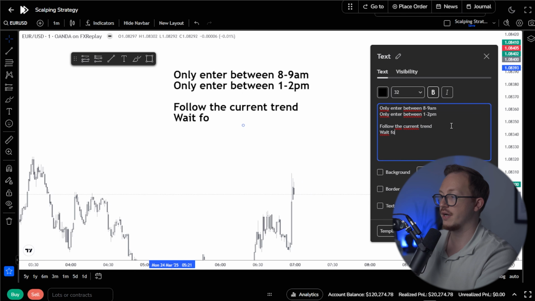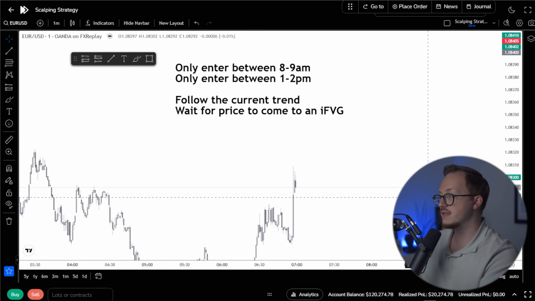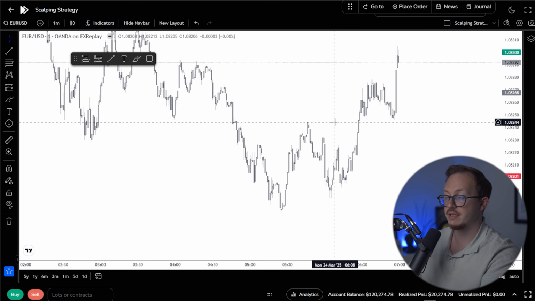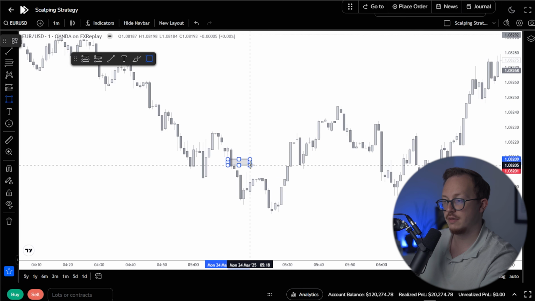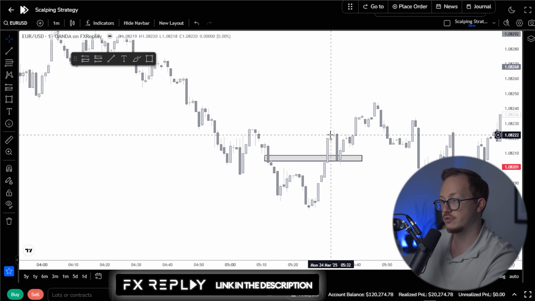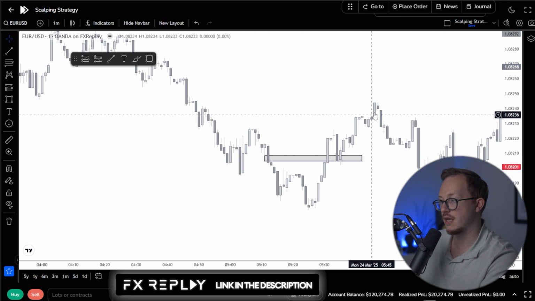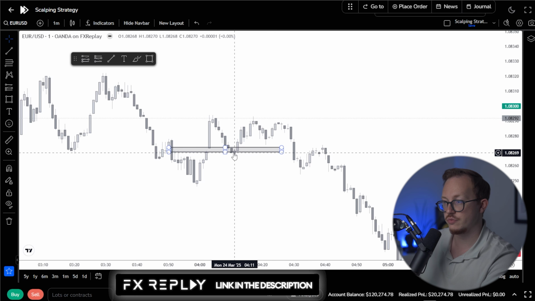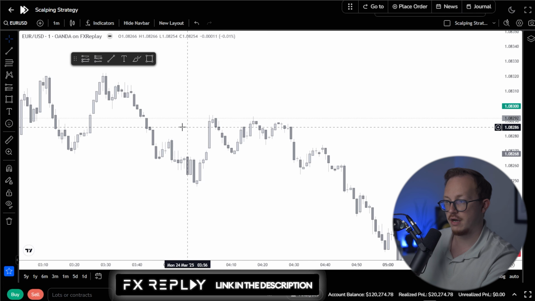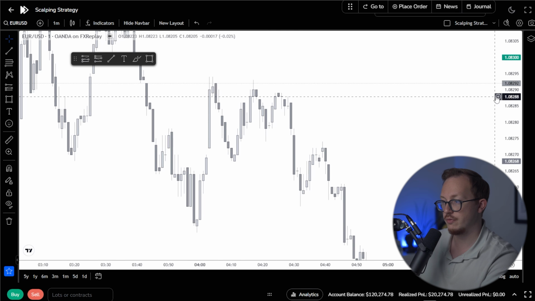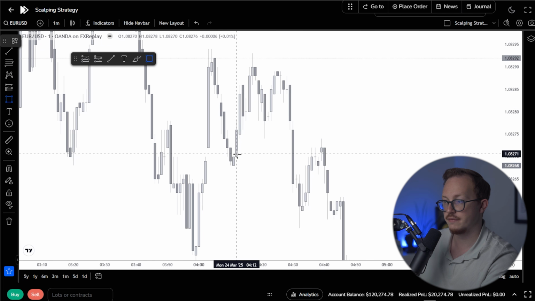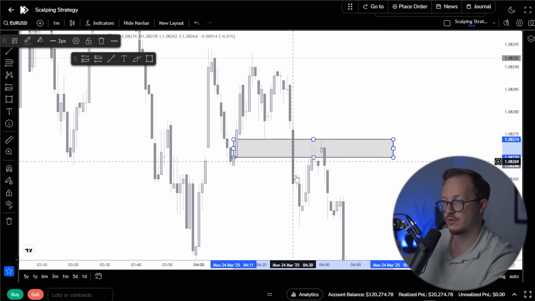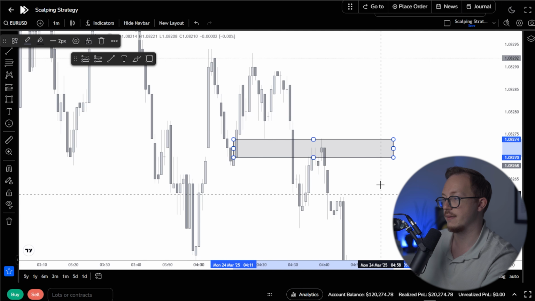Now, thirdly, wait for price to come to an IFVG, an inverse fair value gap. Now, what is an inverse fair value gap? An inverse fair value gap is a fair value gap that price burst through. Now it is coming back to retest it. For example, right here, a bearish fair value gap, price traded right through it, comes back, retests and moves away. This is another one, inverse fair value gap, price comes, retests, moves away. Now, obviously these are in the wrong direction, but if we would be looking at the right direction, we would have a fair value gap right here, price bursts through it, comes back to retest and moves away.